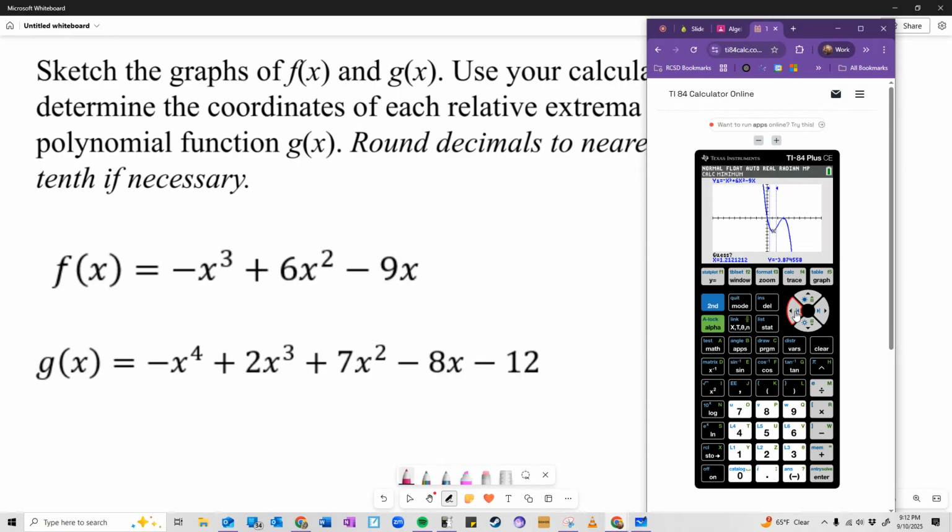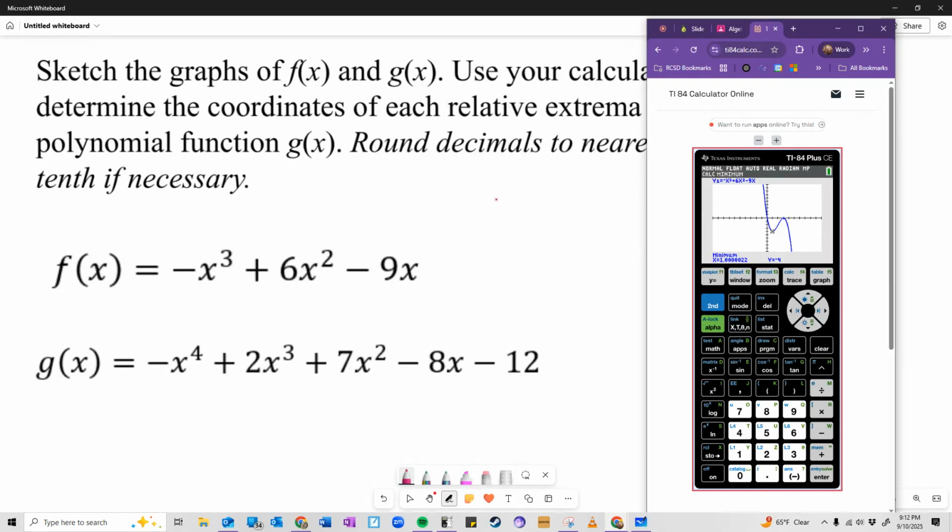And now it's asking you for a guess. So I just go right close to the minimum, hit enter, and it's giving me the coordinates right here. Here's my x coordinate, here's my y coordinate. So we're just going to go ahead and say that that is the point 1 comma negative 4.